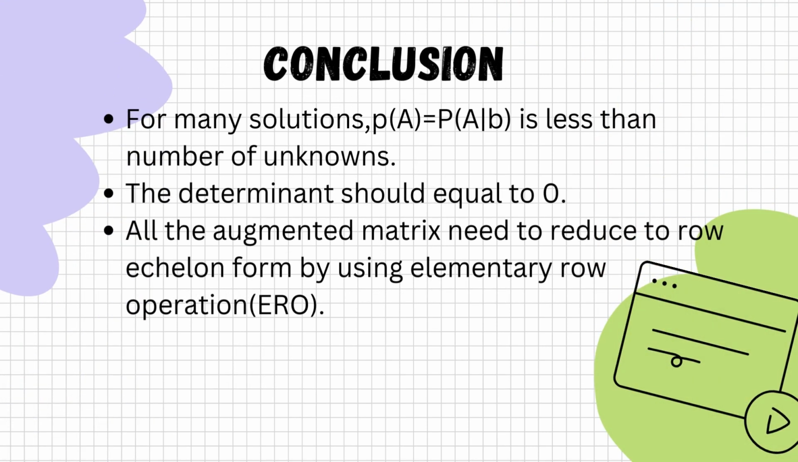In conclusion, we have learned that for many solutions, rank A is equal to rank AB, which is less than the number of unknowns, and the determinant should be equal to 0. Last but not least, all augmented matrices need to be reduced to row echelon form by using elementary row operations, ERO. That's all for our presentation.